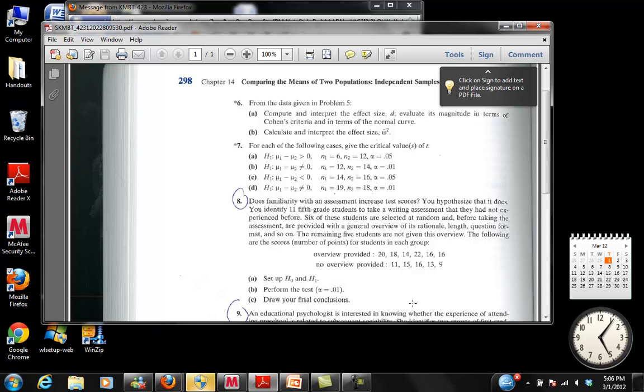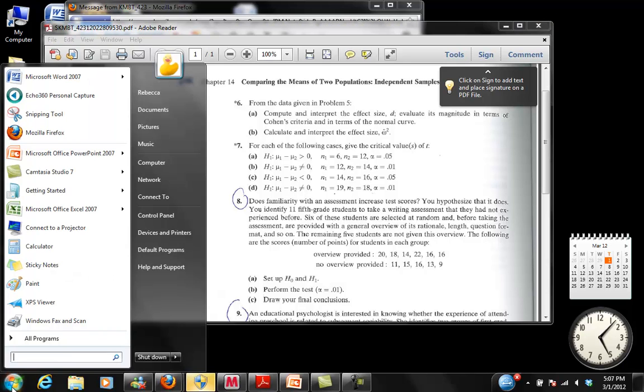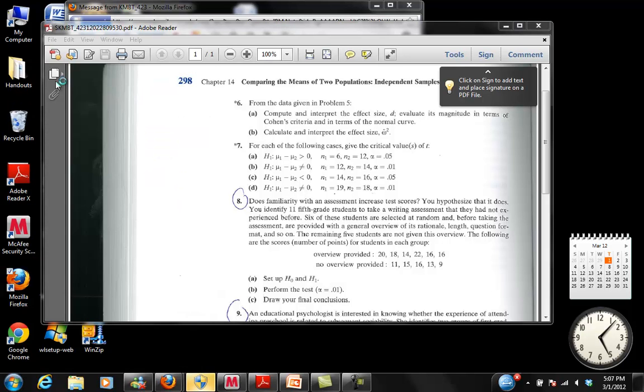So the question is, does familiarity with the assessment increase test scores? You hypothesize that it does. So we're not just asking does it make a difference. We really want to know, did test scores increase? Let's get started with our null hypothesis and our alternative hypothesis, because that's our first step. Let me just open up a Word document and we'll get going here.